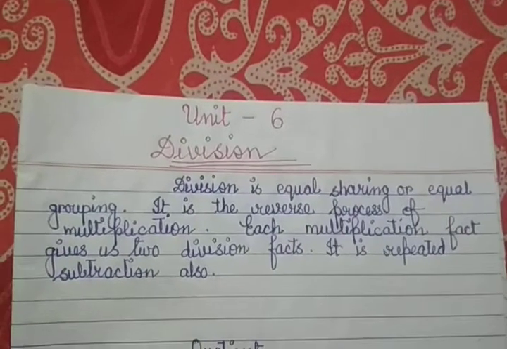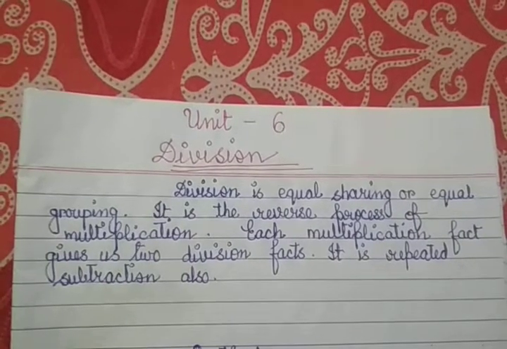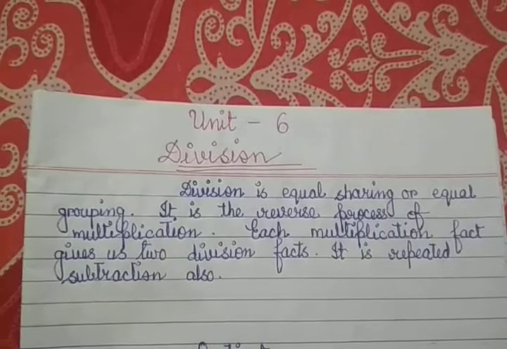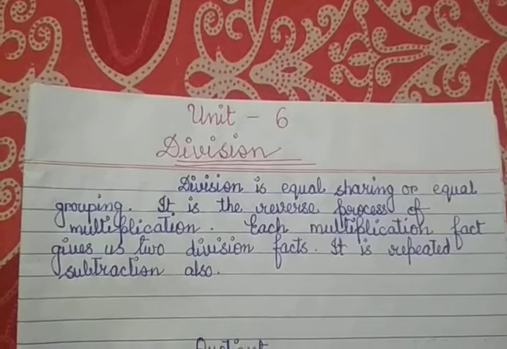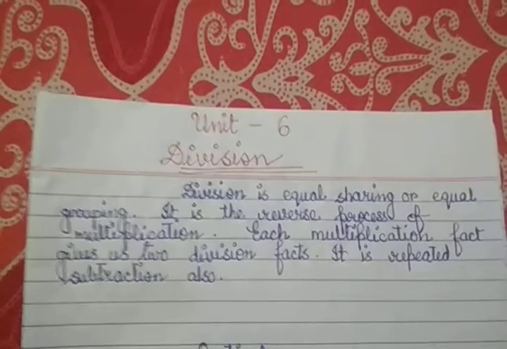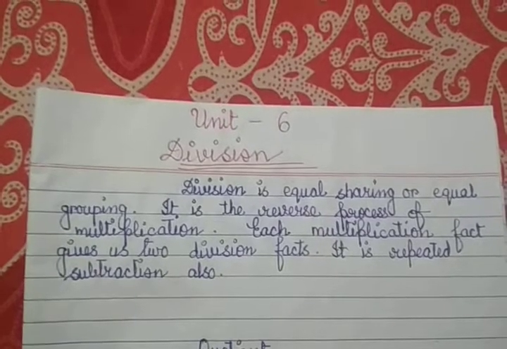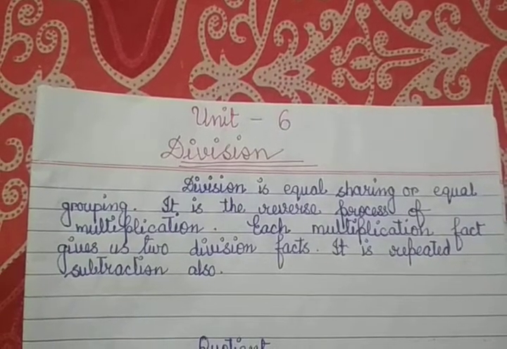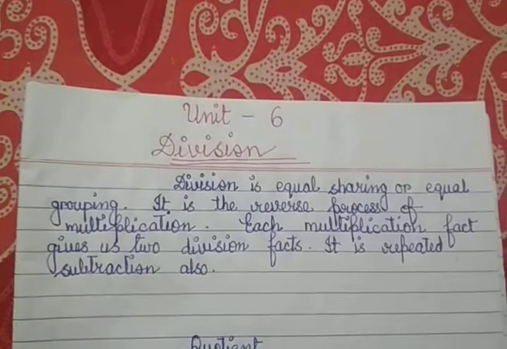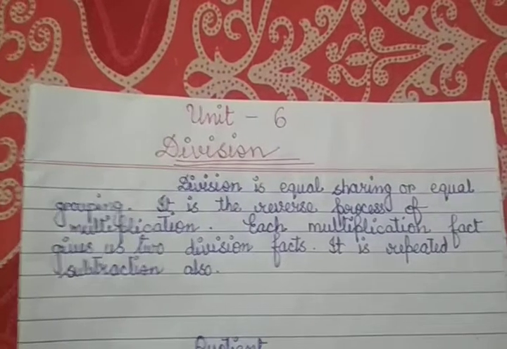Division is equal sharing or equal grouping. It is the reverse process of multiplication. Each multiplication fact gives us two division facts, and it is repeated subtraction also. It means we can use repeated subtraction to get the answer.